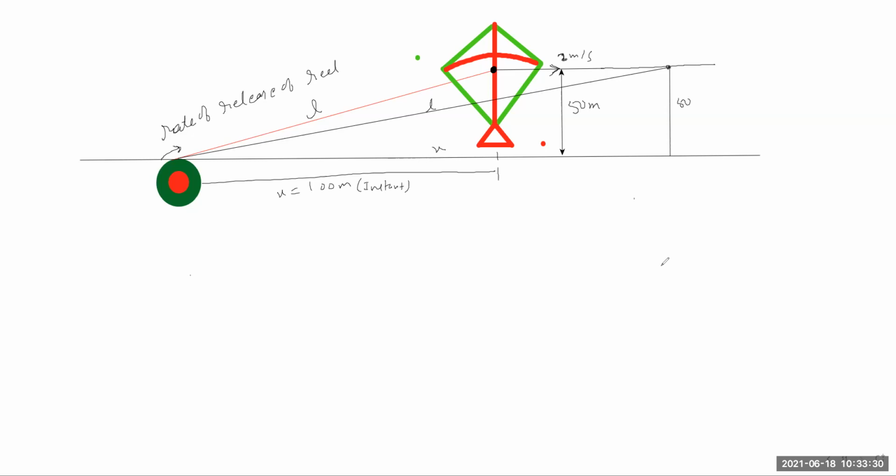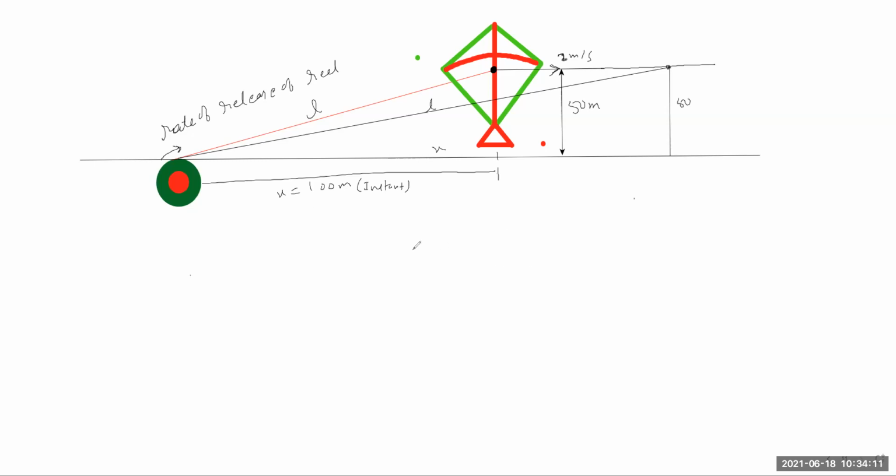Sir, is it 4 meter per second? Let me check. Sir, your dy by dt is... y is constant here, no? So dy by dt is constant, so it will be zero. Yeah, right. Sir, then I think 4 meter per second will be the answer, I think.